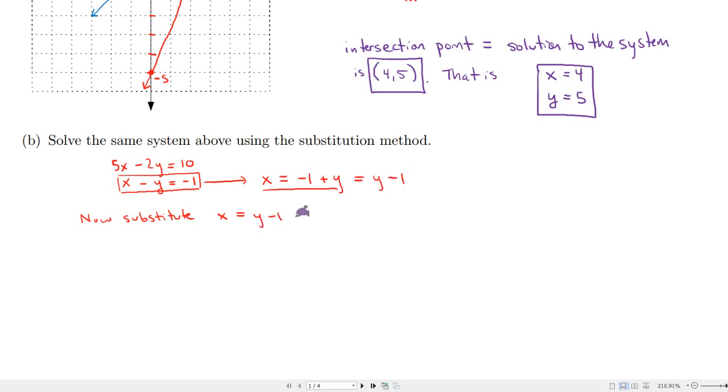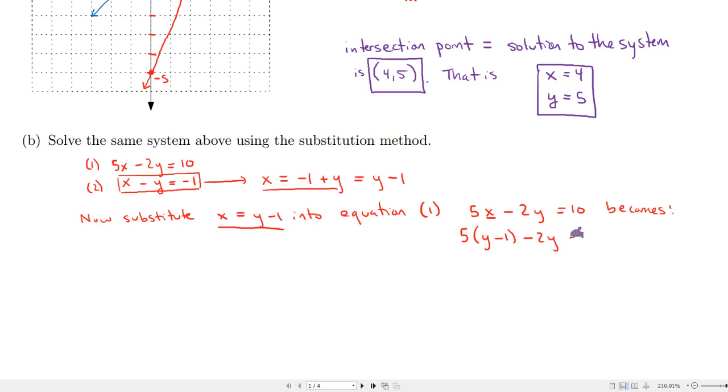That's the same thing as y minus 1. Y minus 1 into equation 1. So if I call this equation 1 and this equation 2, what would I get? So if I replace x with y minus 1, then what happens? So then I have 5x minus 2y equals 10 becomes the following. It becomes 5 times y minus 1, right? Replacing the x with y minus 1, minus 2y is equal to 10.